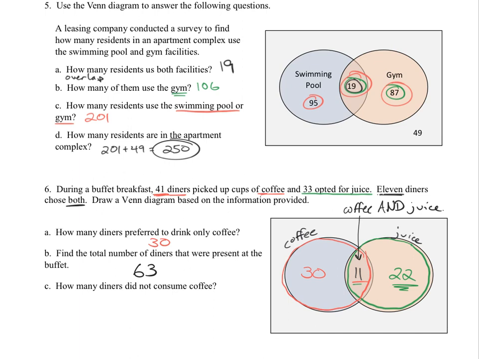And then the last question is, how many diners did not consume coffee? Well, these 30 people had coffee and these 11 people had coffee. The only people that didn't have coffee are right here. So that means 22 people did not consume coffee, aka only 22 people had only juice.